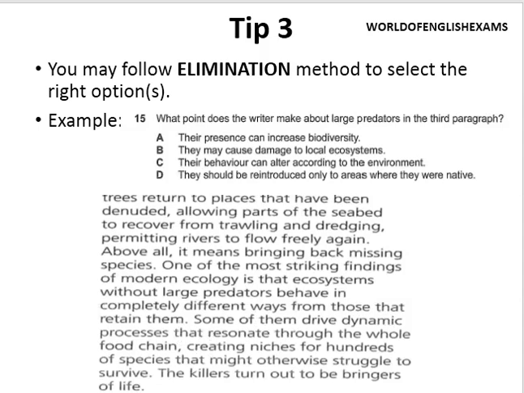That means here in this sentence the writer is drawing a comparison between two ecosystems. The first one is where there are large predators, and the second one is where there are no large predators. So what would happen? These two ecosystems would behave in completely different ways. That means large predators have some effect on the ecosystem. What is that? Let's read. Some of them drive dynamic processes that resonate through the whole food chain. Here some of them indicate large predators. So they are driving some dynamic processes that resonate through the whole food chain.